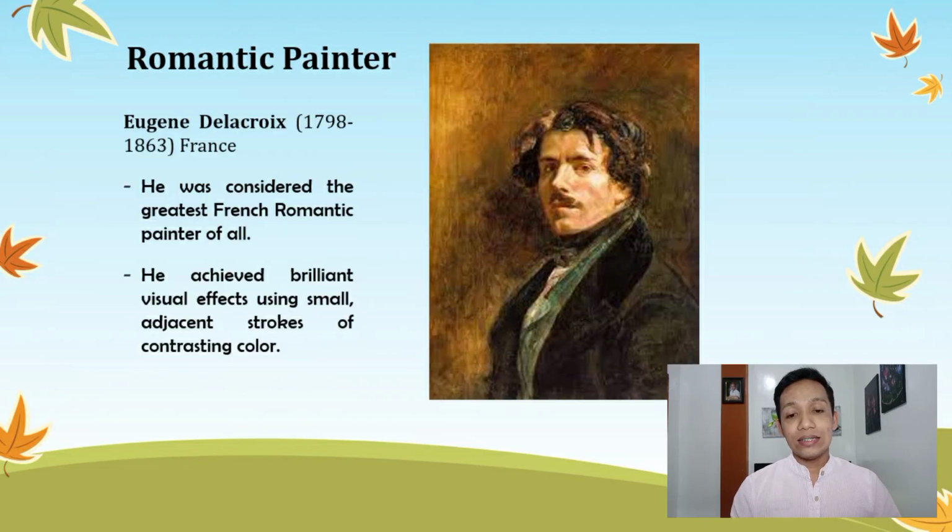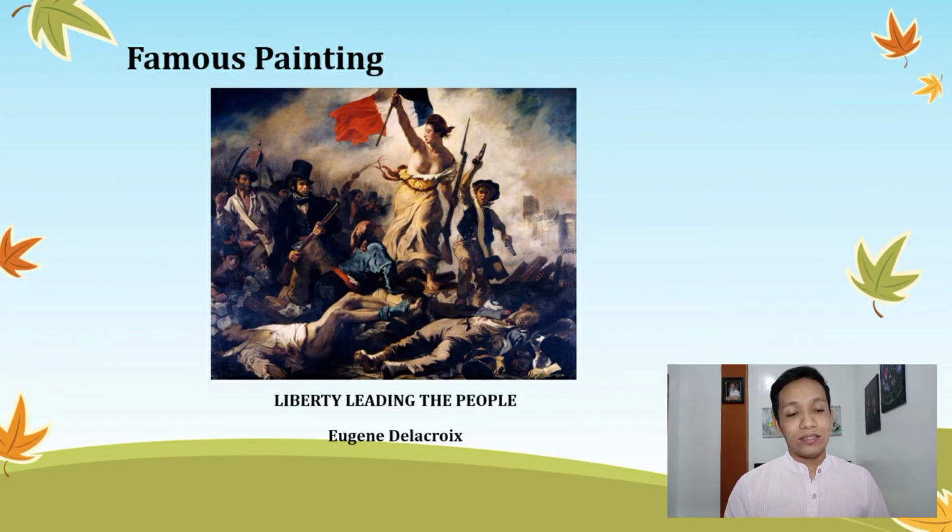Second painter is Eugène Delacroix. He was born in the year 1798 and died in the year 1863, and he was from France. He was considered the greatest French romantic painter of all. He achieved brilliant visual effects using small, adjacent strokes of contrasting colors. Here is his famous painting. It's only one, but it's really remarkable, and it's Liberty Leading the People.